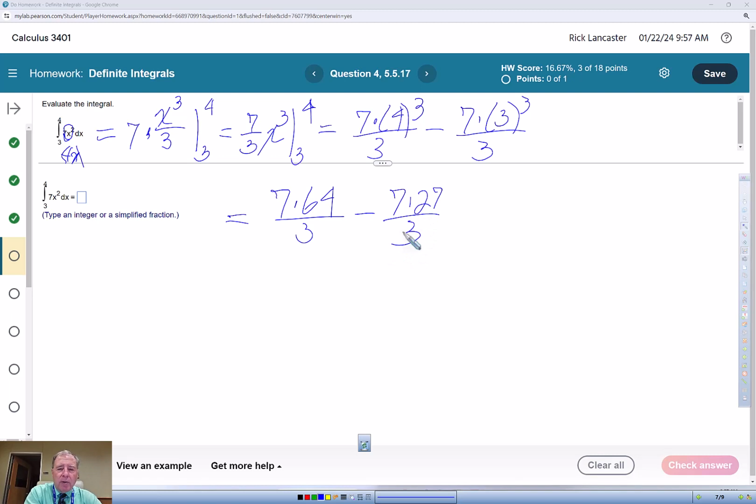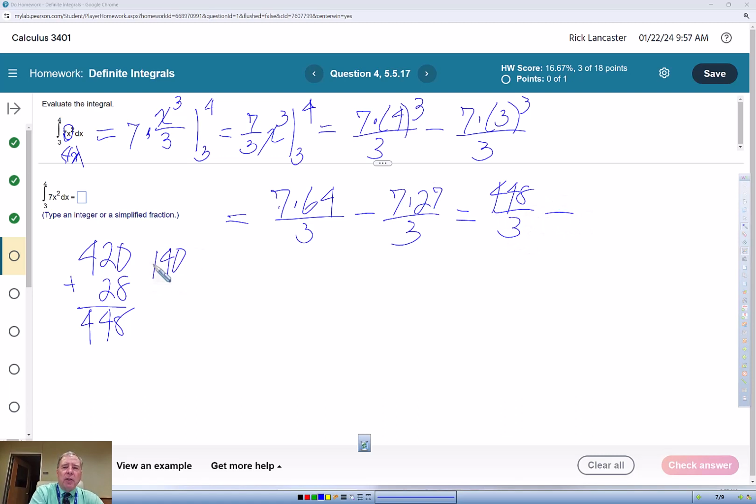And you might go run into your calculator right now, but 7 times 6 is 42. Well, this is really 7 times 60, so that's going to be 42 times 10, or 420. 7 times 4 is 28, so I can add those together and get 448. So this is going to be 448 thirds. 7 times 20 is 140. 7 times 7 is 49. So if I add those two together, I get 189. So minus 189 thirds.